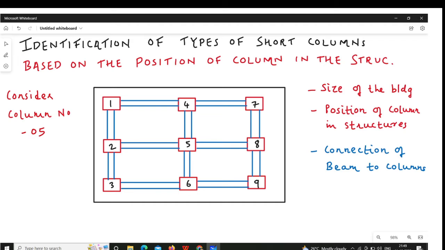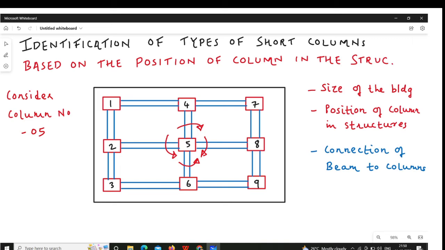Let's talk about column number 5. You have bending moment in the left direction. You also have bending moment in the right direction. So if the bending moments are equal in the x direction, these bending moments are equal and opposite. So the net bending moment in the x direction is 0. Similarly, if you have bending moment above the column and below the column and they are equal and opposite, so the net bending moment in column 5 in the x direction as well as in the y direction is 0.